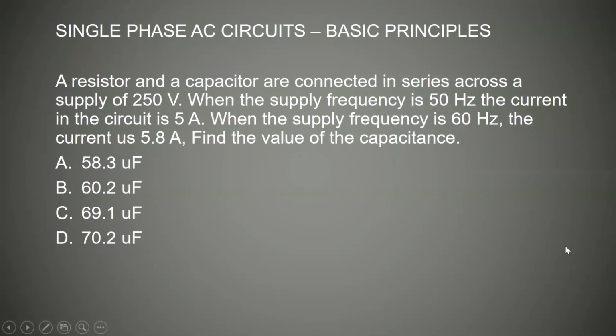A resistor and a capacitor are connected in series across a supply of 250 volts. When the supply frequency is 50 Hz, the current in the circuit is 5 amperes. When the supply frequency is 60 Hz, the current is 5.8 amperes. Find the value of the capacitance. A 58.3 microfarad, B 60.2 microfarad, C 69.1 microfarad, D 70.2 microfarad.